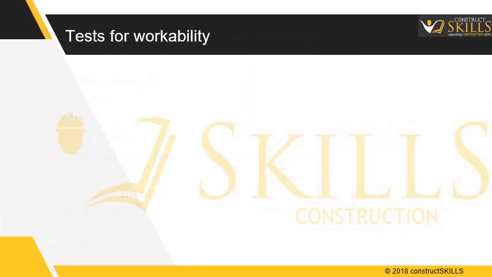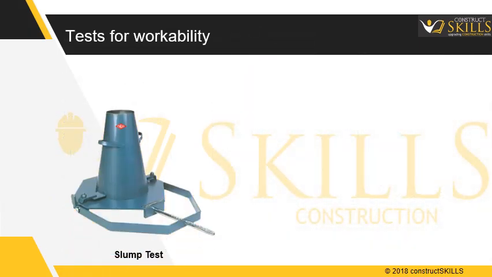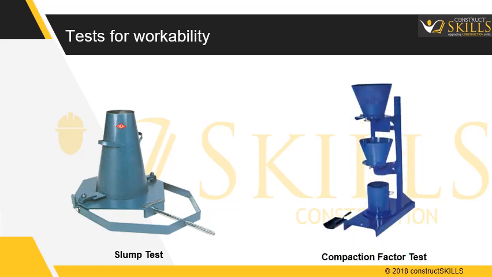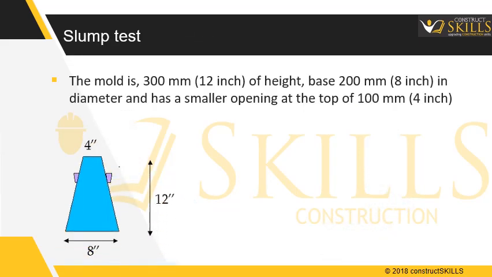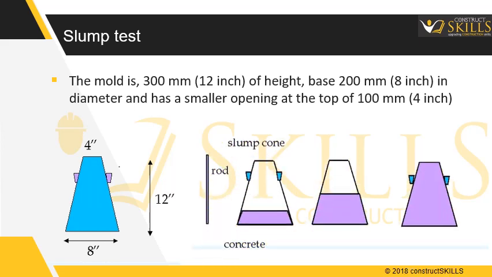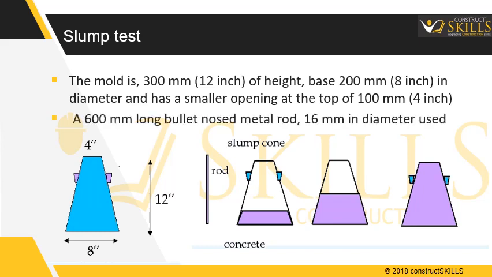Tests for workability. Two basic tests are used to check workability as given below: slump test and compaction factor test. The apparatus used in the slump test are the mold, having 300 mm or say 12 inches of height, base of 200 mm or 8 inches in diameter, and a smaller opening at the top of 100 mm or say 4 inches, and a 600 mm long bullet-nosed metal rod which is 16 mm in diameter.